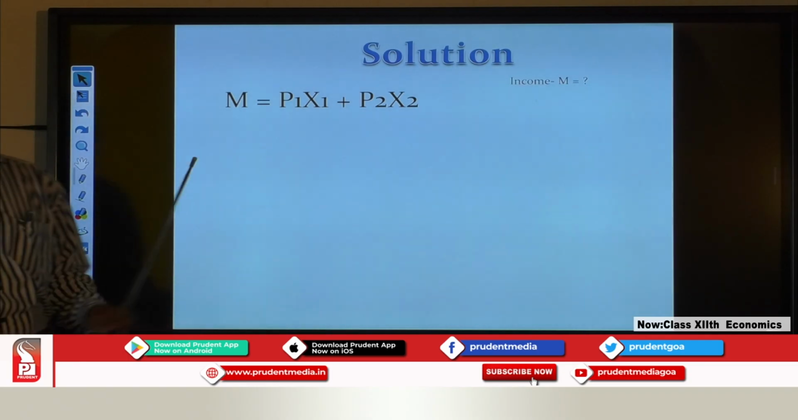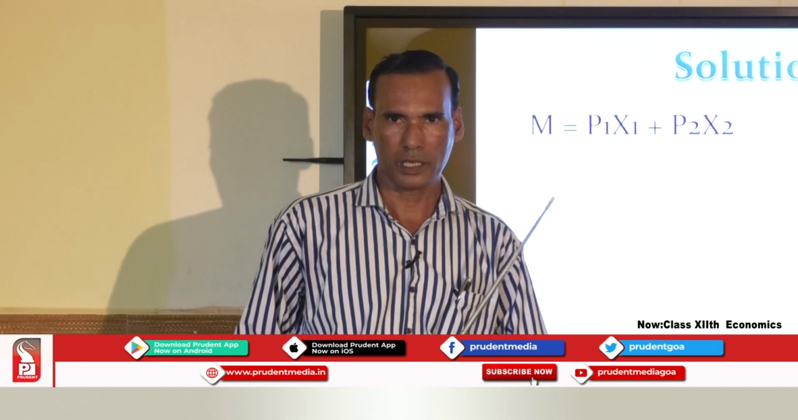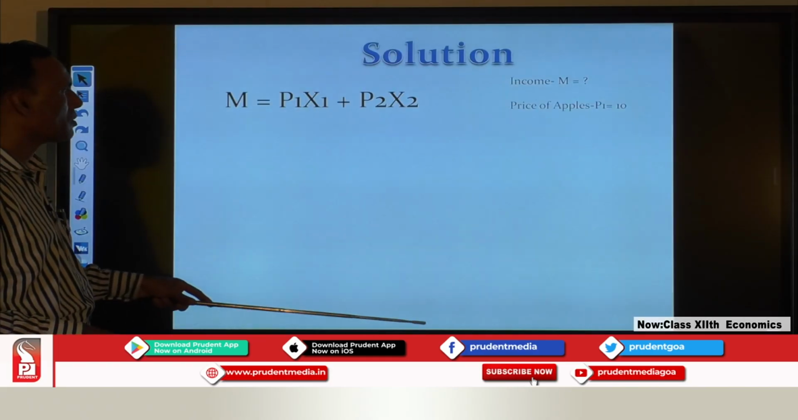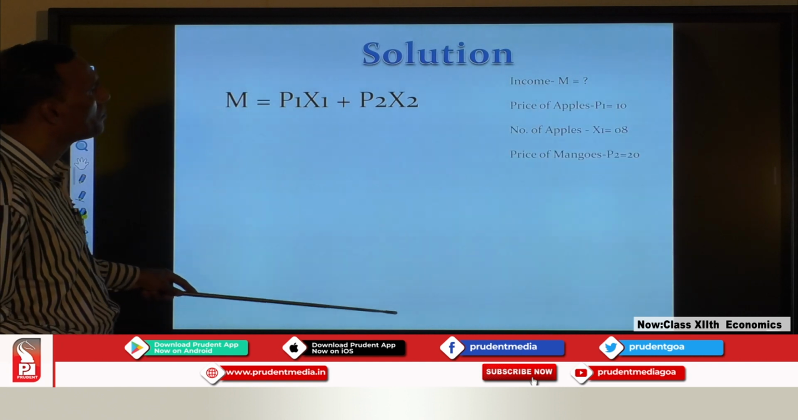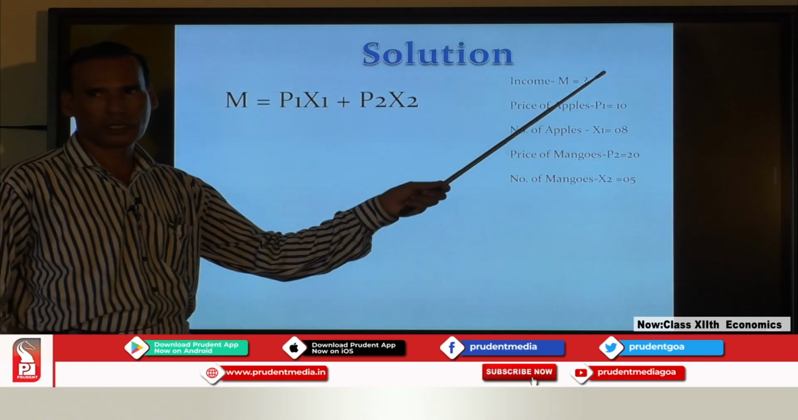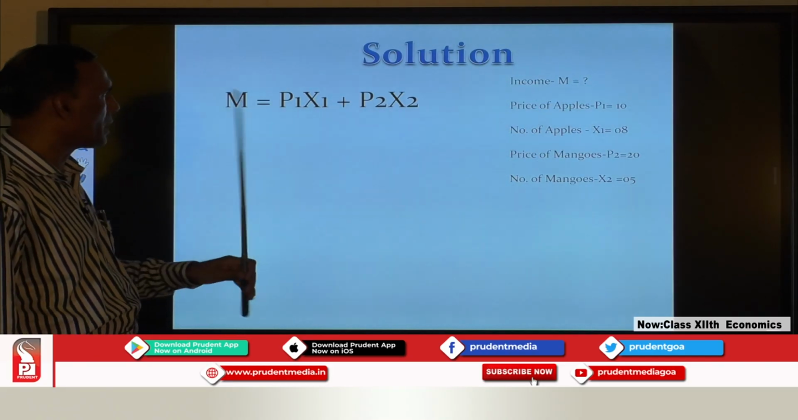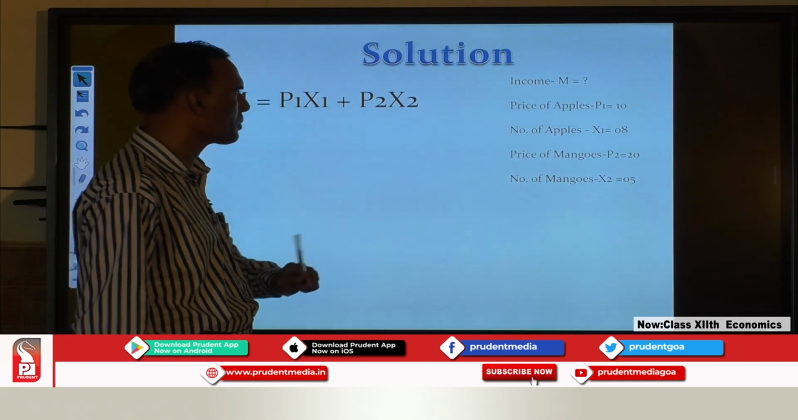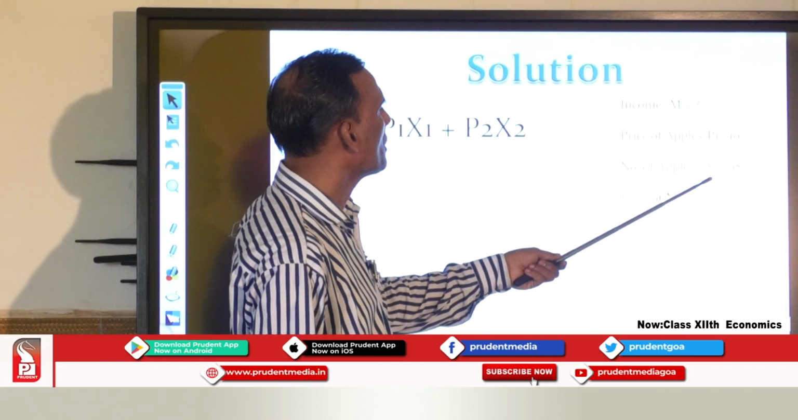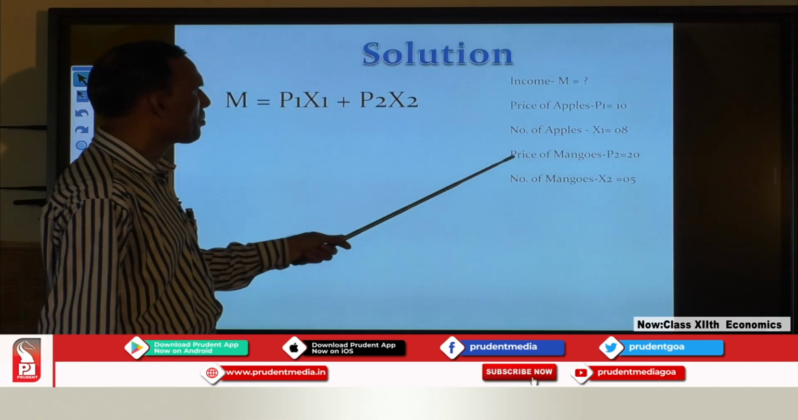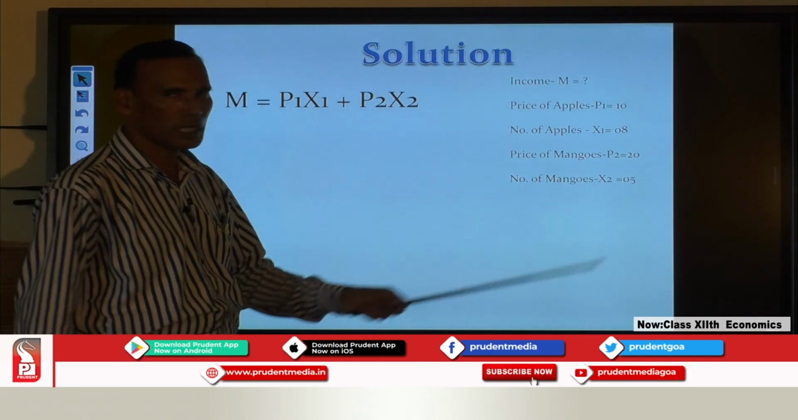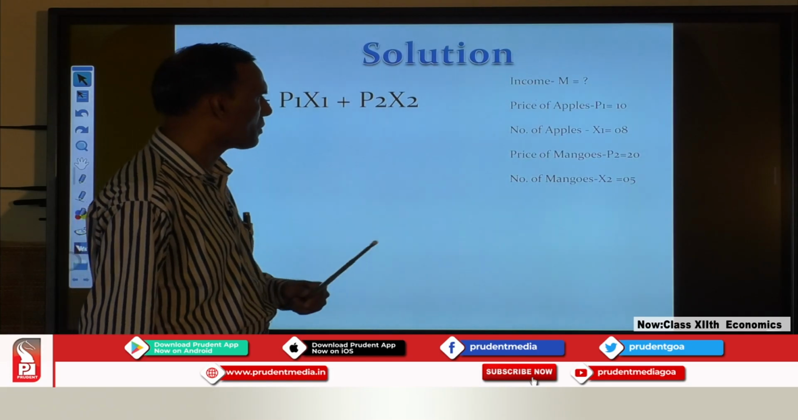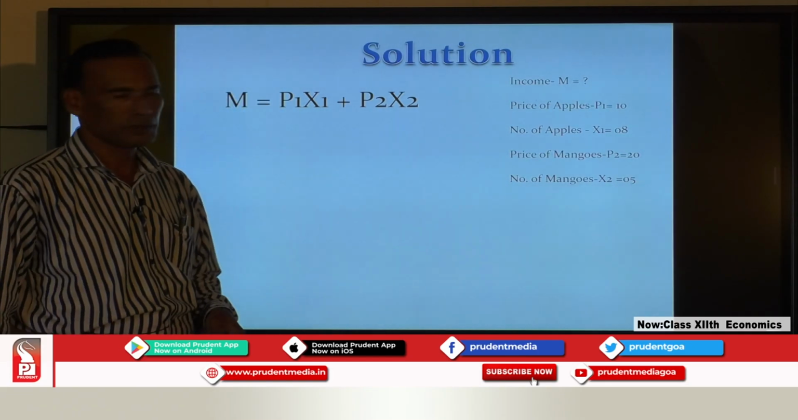So, when you solve this problem, first in the rough column, arrange the data. M means income of the consumer, which you need to find out. Price of apples, it is P1, that is 10 rupees. Number of apples, that is X1, is 8. Price of mangoes is P2, that is 20. Number of mangoes, X2, that is 5.